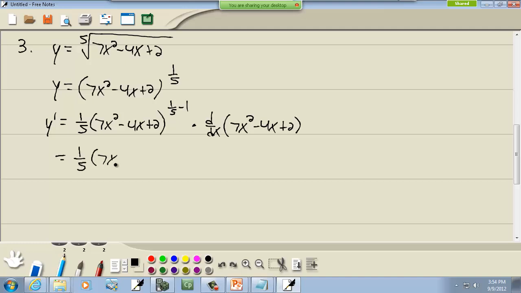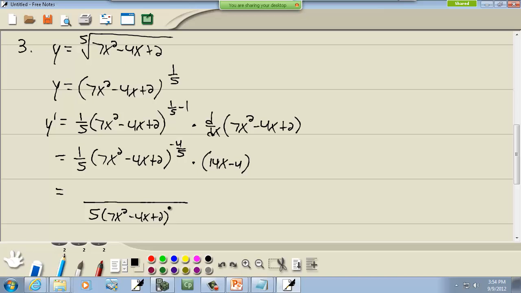Well, got 7x squared minus 4x plus 2. 1/5 minus 1 gives us negative 4/5. And the derivative of 7x squared minus 4x plus 2 gives us 14x minus 4. Well, this negative exponent, I want to take it down to the denominator. 5 is already down there. So this becomes 7x squared minus 4x plus 2 to the positive 4/5. And I got 14x minus 4 up on top there.